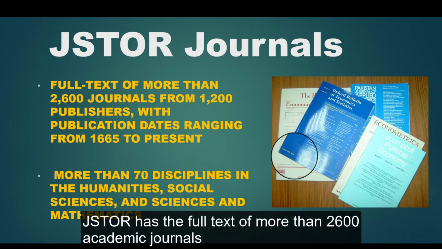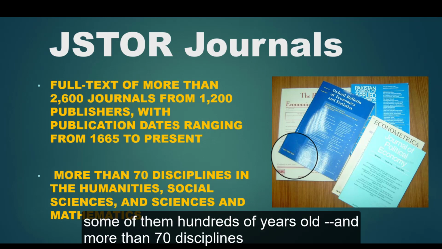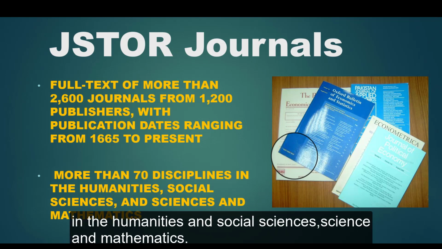JSTOR has the full text of more than 2,600 academic journals, some of them hundreds of years old, and more than 70 disciplines in the humanities, the social sciences, science, and mathematics.